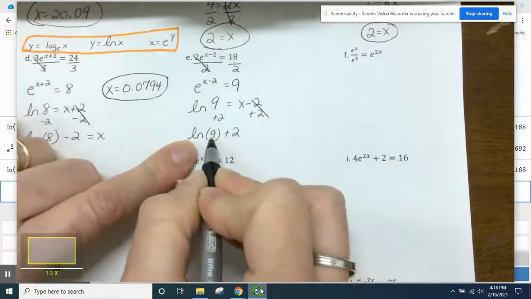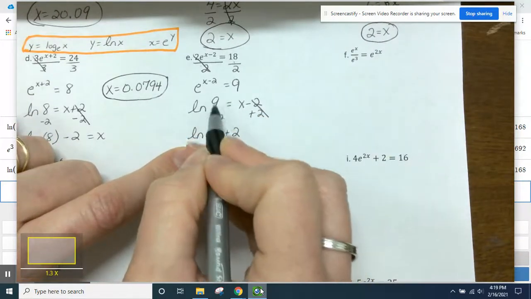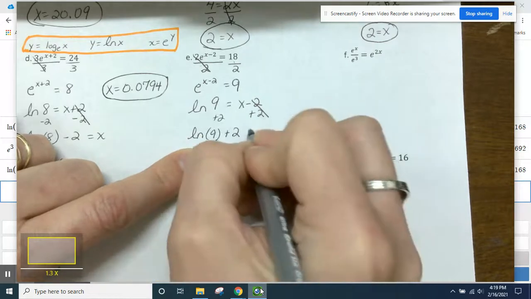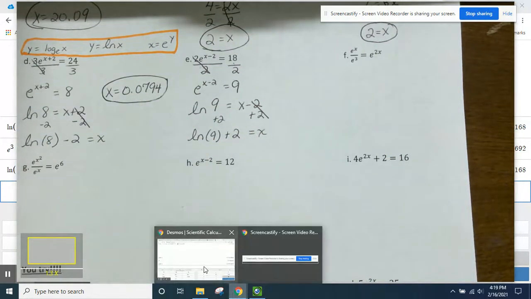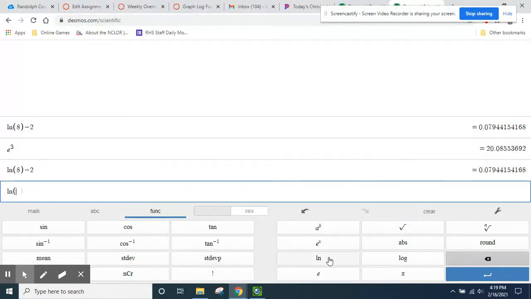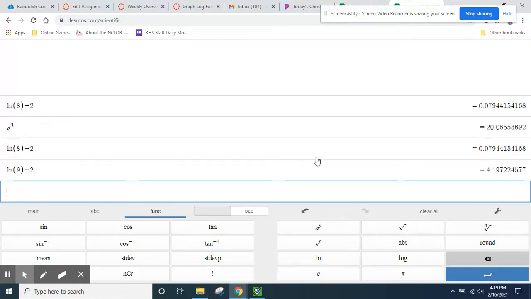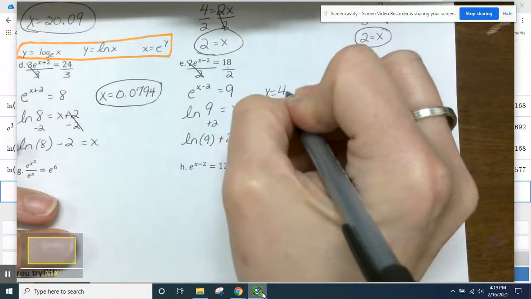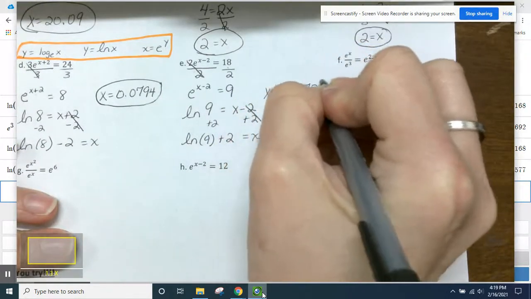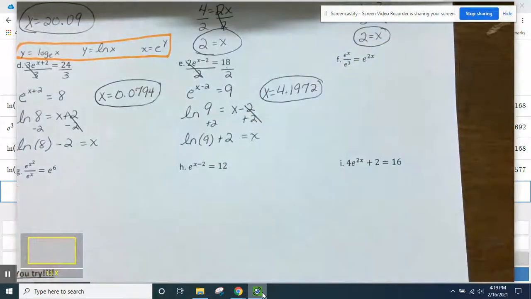You cannot say the natural log of 11. You can't say 9 plus 2 and make that 11. You cannot do that. Okay, now it becomes a calculator problem. So we're going to key in the natural log of 9 plus 2. All right, we get 4.1972. So this is x equals 4.1972. That's our answer.